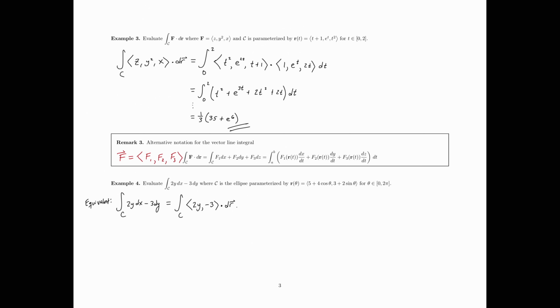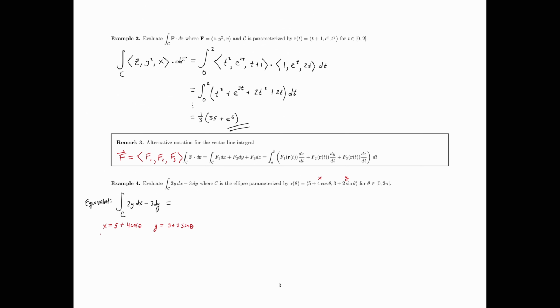And what I'm going to do, because I think it's very important, is take a look at our parameterization, which tells us exactly what x and y are. So we know that for our parameterization, x is equal to 5 plus 4 cosine theta, and y is equal to 3 plus 2 sine of theta. So we can actually replace some stuff in. Let's erase that.